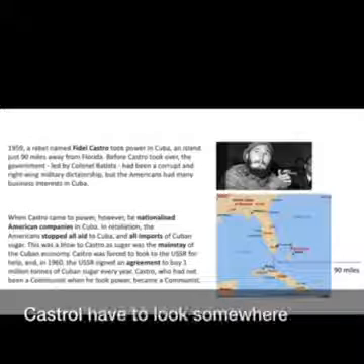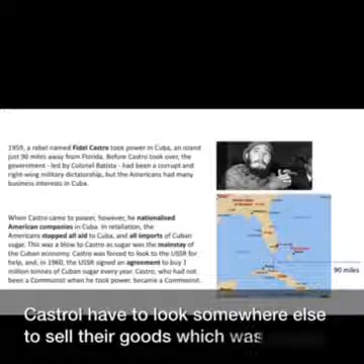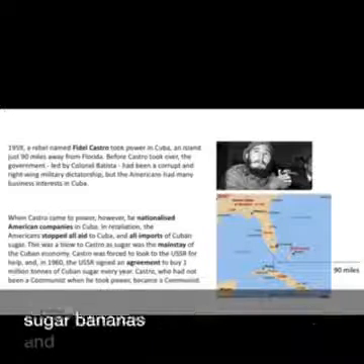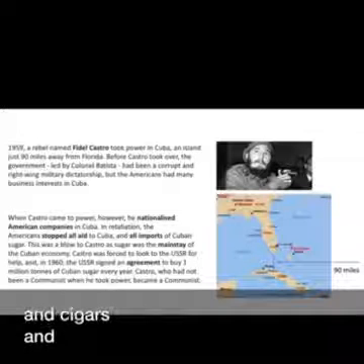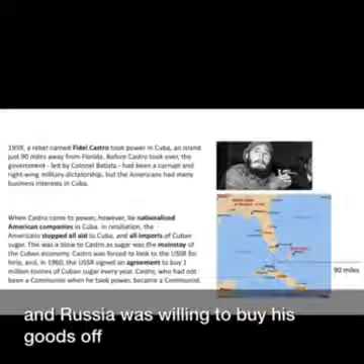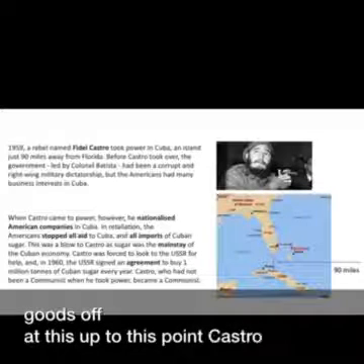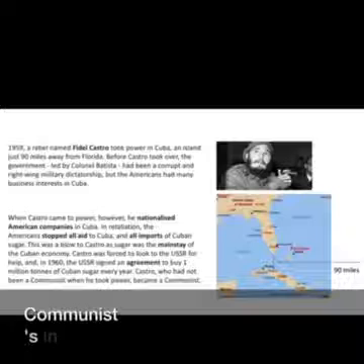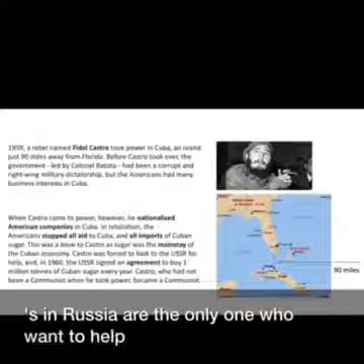In response, America banned all Cuban imports, and America happened to be Cuba's biggest customer. Castro had to look somewhere else to sell their goods, which was mainly sugar, bananas and cigars, and Russia was willing to buy his goods off him. Up to this point, Castro was not a communist, but seeing as Russia were the only ones willing to help him, he became a communist.